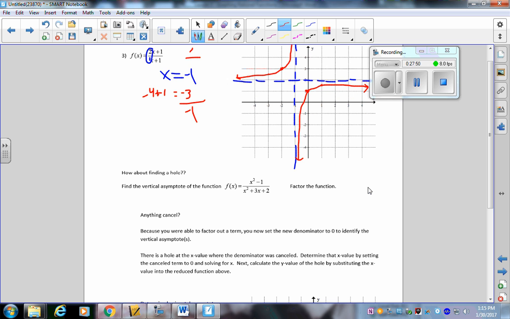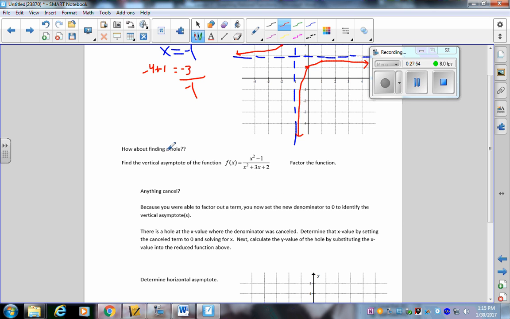All right, so now let's talk about holes. Let's factor both my numerator and my denominator. They factor into x minus 1 and x plus 1. My denominator factors into x plus 1 and x plus 2. So a hole will be if there's any common factors.